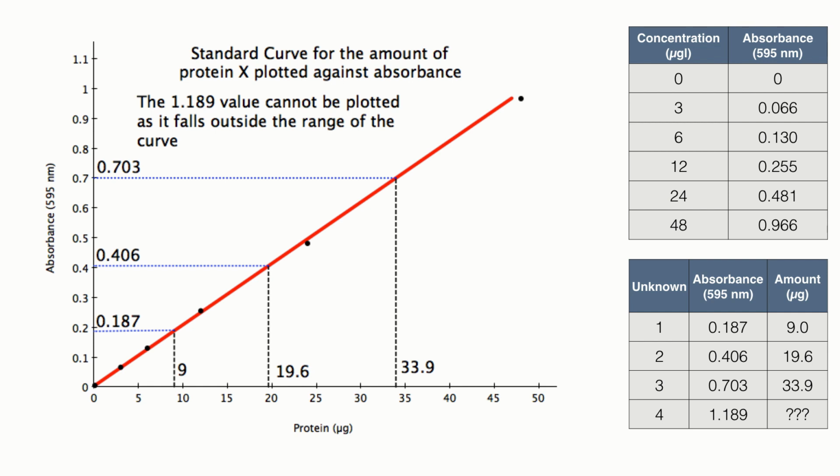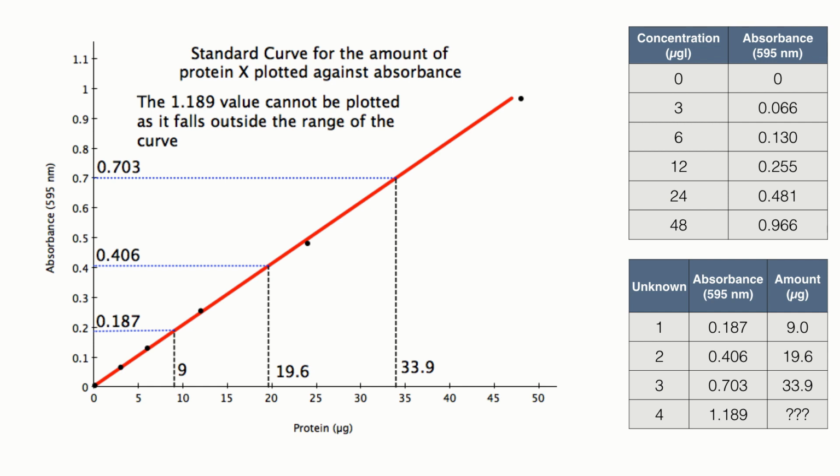Now unknown 4 has a value of 1.189, and this value is off the end of the graph. Now you should never extrapolate the data beyond what you've measured. So we can't go above the value for 48, which is 0.966. So all we can say about unknown 4 is that there is more than 48 micrograms of protein present in that cuvette.